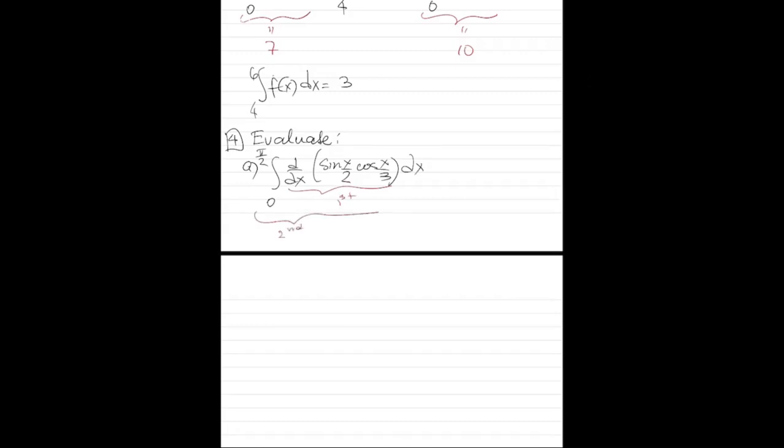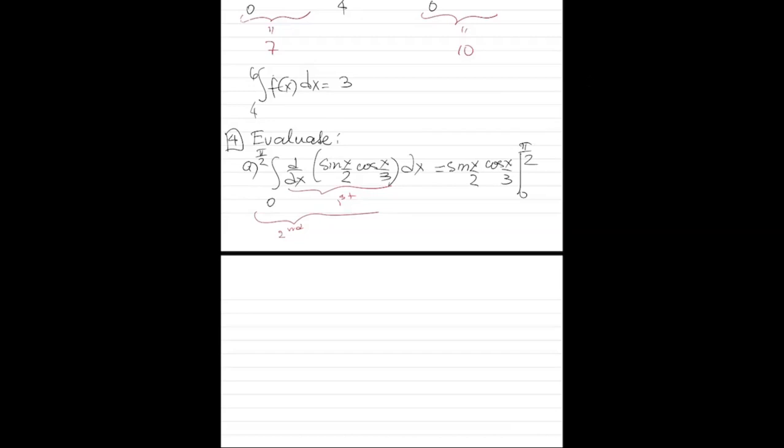We know integration and differentiation are opposite, the inverse of each other, so they cancel each other. So that will be just sine of x over 2, cosine x over 3, evaluated from 0 to pi over 2. When you differentiate first and then integrate, these two processes cancel each other, so we arrive at the original function f of x.